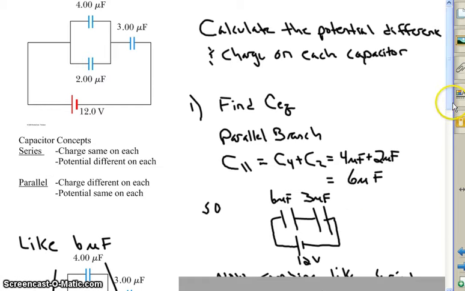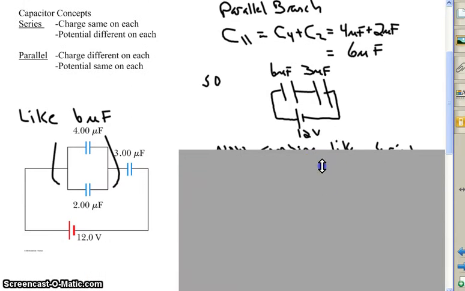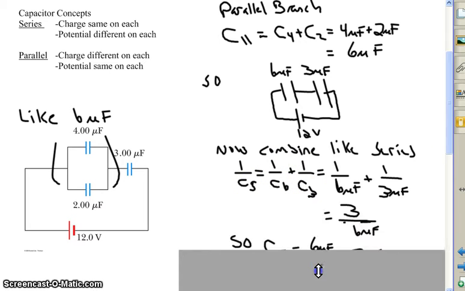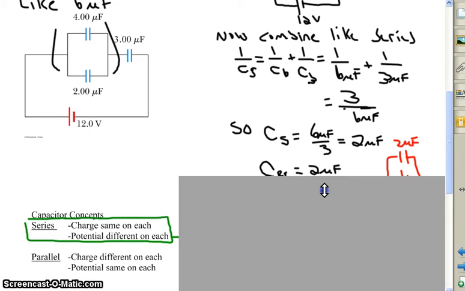Then we have to break it down even further, because those two now combine just like series capacitors would. So that's an inverse relationship: 1 over the equivalent capacitance is equal to 1 over the 6 microfarad plus 1 over the 3 microfarad. Doing the math, when we solve, that will be equivalent to a 2 microfarad capacitor.